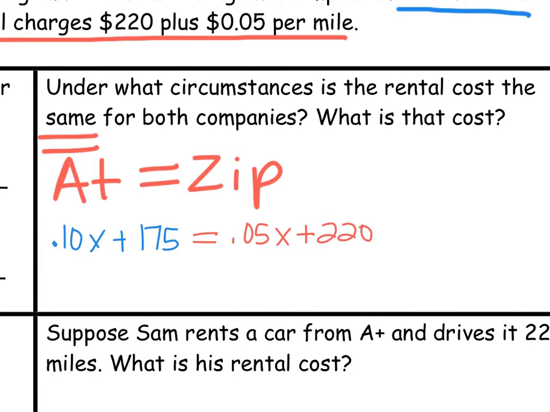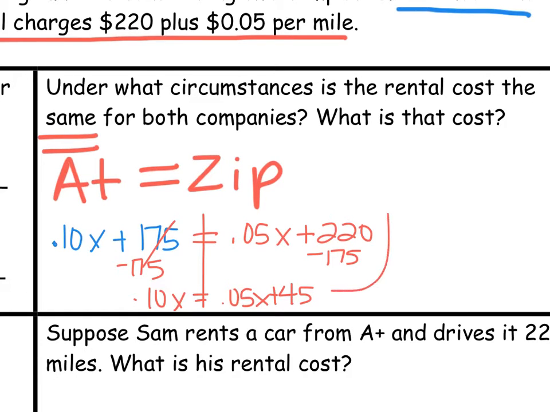I'm just going to solve for x. So draw my river, subtract 175 from each side. That's going to cancel. I get 0.10x equals 0.5x plus 45. And then I'm going to subtract 0.05x from each side, and I will get 0.05x equals 45. And when I divide by 0.05, I get x equals 900. Now it's not 900 chickens, it's 900 miles.